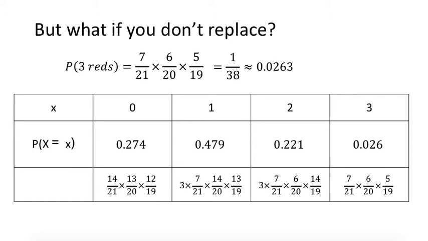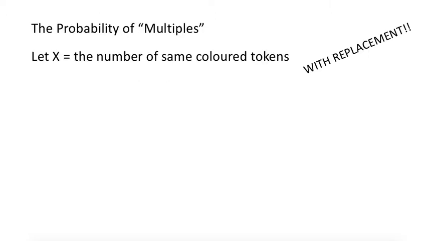I'll give you one more example. I'm going to change the rules of my game. This time you win, it's not just 3 reds that wins, it's 3 of anything. So let's talk about the probability of multiples. And let's just do with replacement to keep the numbers simple.